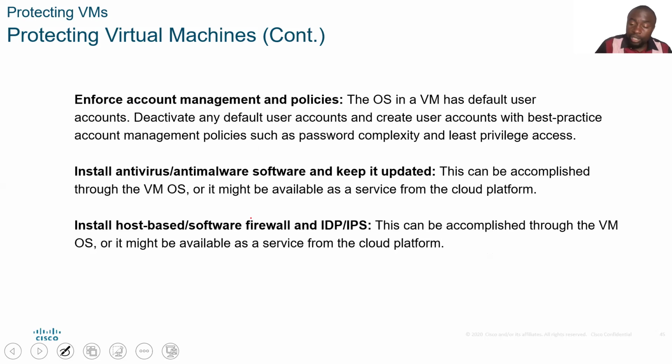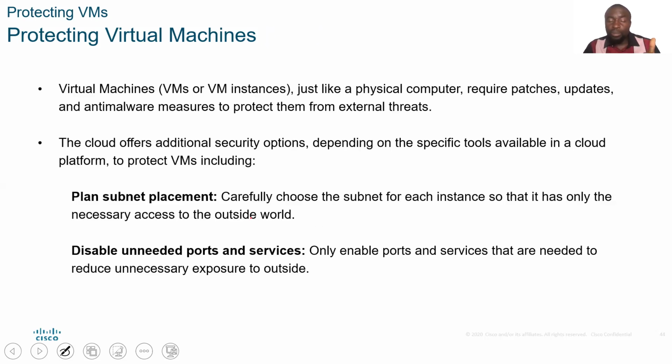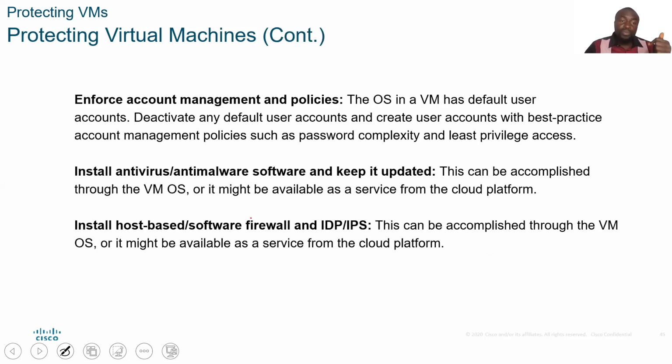Remember, we're looking at protecting our VMs. We said you plan subnet placements, then you disable unused ports, then you enforce account management policies. The operating system in a virtual machine has default user accounts. You need to change that. You need to replace that. So deactivate all those accounts and make sure that you create a fresh one. Install antivirus and anti-malware software and keep it updated. This can be accomplished through the virtual machine operating system, or it might be available as a service from the cloud platform. And then install host-based software firewalls for intrusion detection and prevention systems.